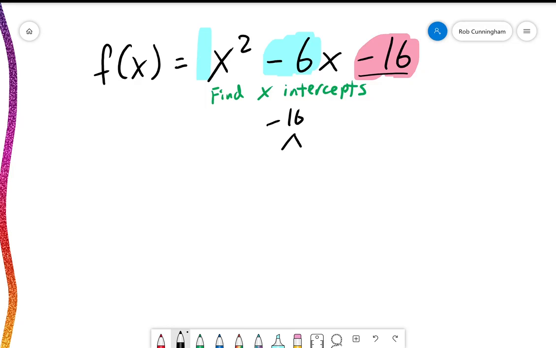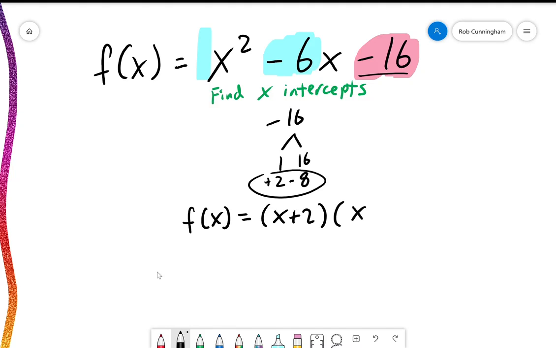Okay, so let's see. Two numbers to multiply to make negative 16 and add up to negative 6. Well, I can make 16 by doing 1 times 16. That doesn't really help. It's also 2 times 8. Well, that could help, because if I do a positive 2 and a negative 8, positive 2 times negative 8 is indeed negative 16. Positive 2 minus 8 equals negative 6. So I'm left with f of x equals x plus 2 times x minus 8.